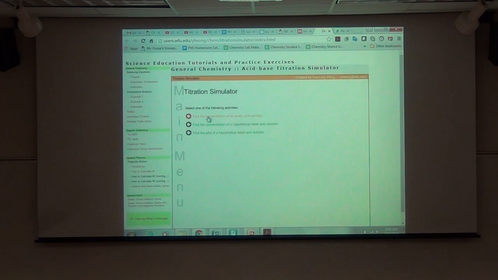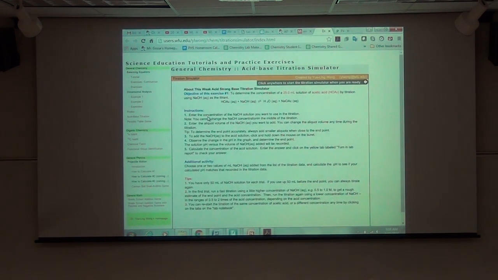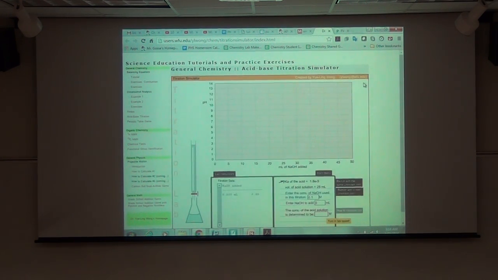So we're going to find the concentration of an acetic acid. We're going to write on this a little bit. So you don't have a lot of work to do on this first one. So here we go. I gotta adjust a couple things. So I'm gonna add 5 mils at a time, like this last one. And what we're gonna do is you're gonna help me figure this out, and I'm gonna put in the answer, and then I'm gonna hit turn in lab report to see if we're right. But not in this first run. We'll do it in the next one.